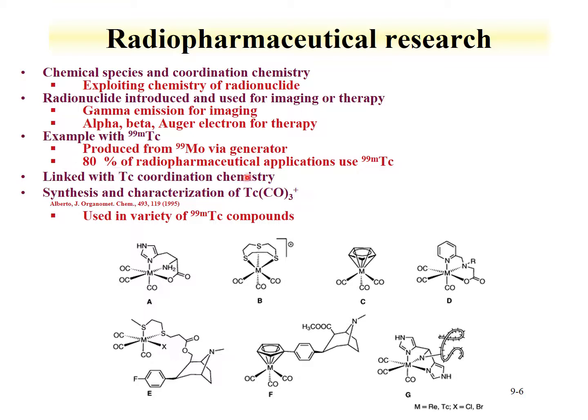The reason we're going to focus on technetium-99m is it is the workhorse of radiopharmaceuticals, where about 80% of all radiopharmaceutical applications use technetium-99m. And also its utilization is highly linked with technetium coordination chemistry. An example is shown here, where one can make a technetium core. This technetium carbonyl can then be placed into a number of different ligand systems. Each of these ligands has a different biological behavior that can be used to image different aspects of biological systems.